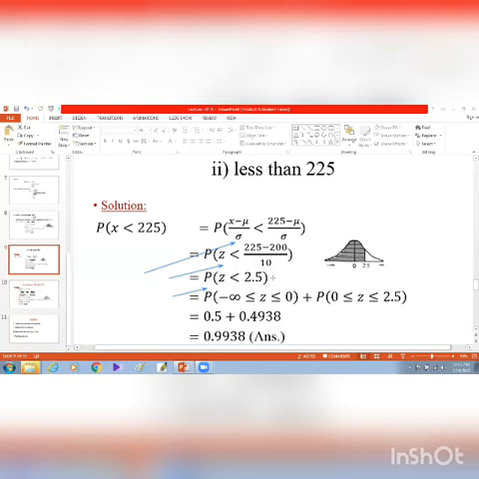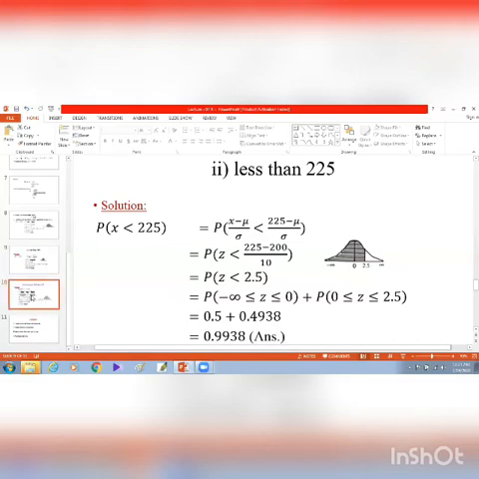Now, if we represent this value on a number line, this is probability of minus infinity less or equal z less or equal 0, plus probability of 0 less or equal z less or equal 2.5. The probability from minus infinity to 0 equals 0.5, and from the normal table the probability of 0 to 2.5 equals 0.4938, and the sum is 0.9938. So finally the required probability of getting the number of heads less than 225 is 0.9938.